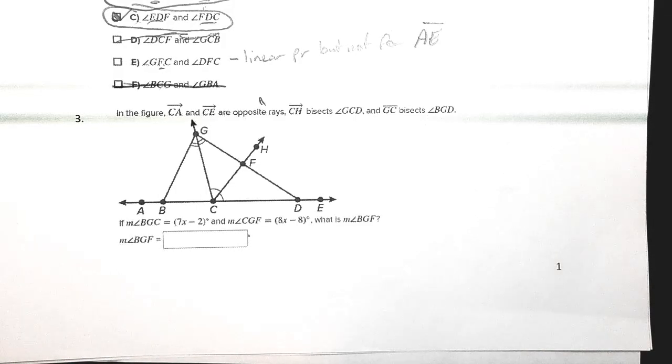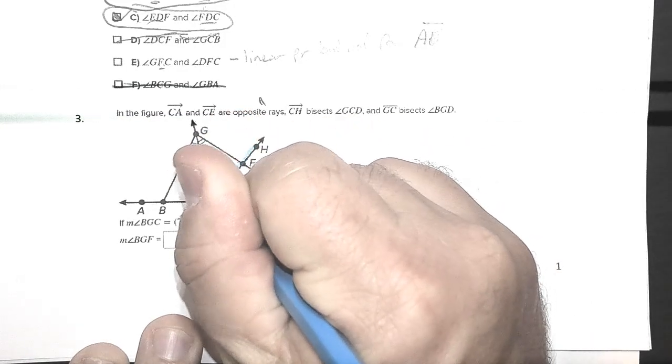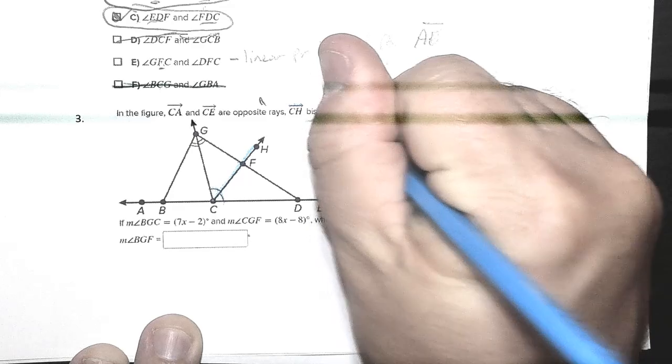All right, in the figure. This is back to one that's actually on the review. So in the figure, CA and CE are opposite rays. So CA, CE, or yeah, is that right? Okay. CH bisects these two angles. I'm just doing it there. It's an arc here and an arc here, so it bisects that angle. So that's why that is.